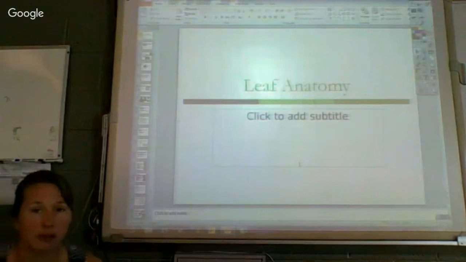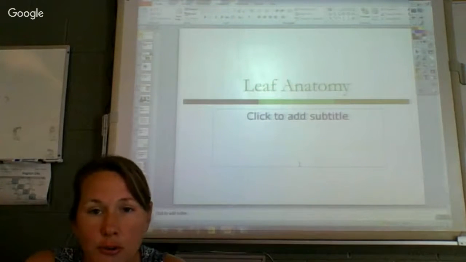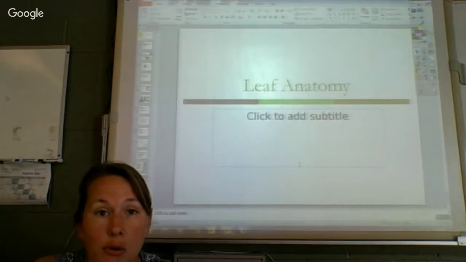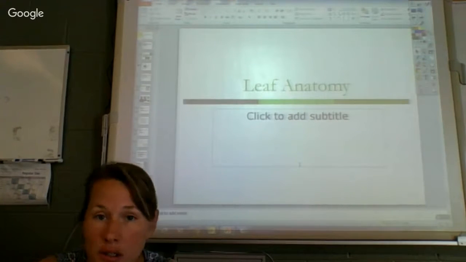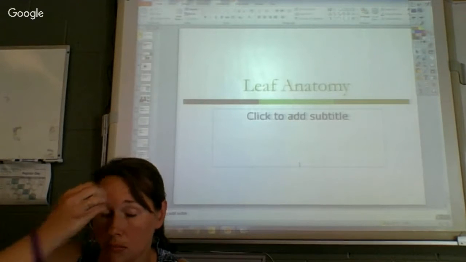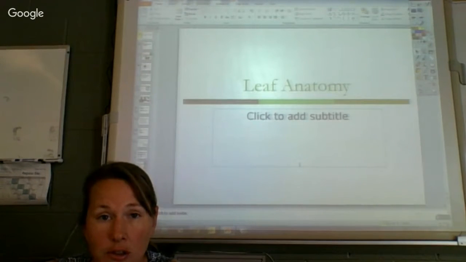That's all I have for leaf anatomy. I hope you can go through this PowerPoint, get all the notes, and make sure that you understand exactly what it is to identify all those parts and functions of a leaf.